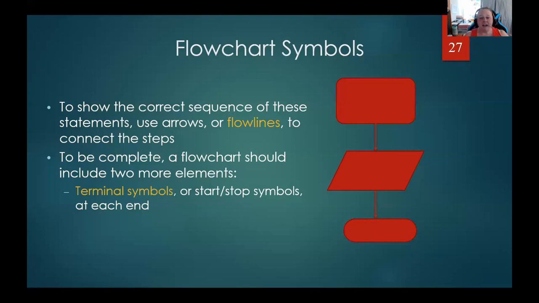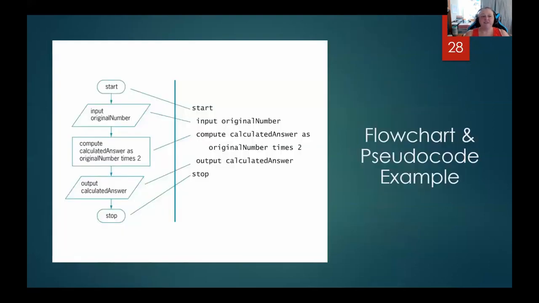So let's take a look at an example. We're going to use our pseudocode from before, and we're going to add a flowchart to it. So here we go. We have the same pseudocode that we had a couple slides ago, and we have input original number, calculate something, output calculated answer, and then stop. If I take that and I put it into the flowchart, the start and the stop, those are the terminal symbols, or the medicine pill looking thing at the top and bottom, and we put the words start and stop.